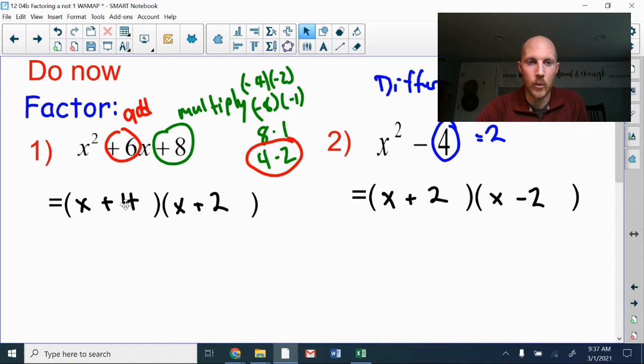First one, we're looking for two numbers that will add together to get +6 and multiply to get +8. I listed all my factors of +8 and picked the two that are going to add to get 6: 4 and 2. Those are the numbers that go into my factors. So x plus 4 and x plus 2.